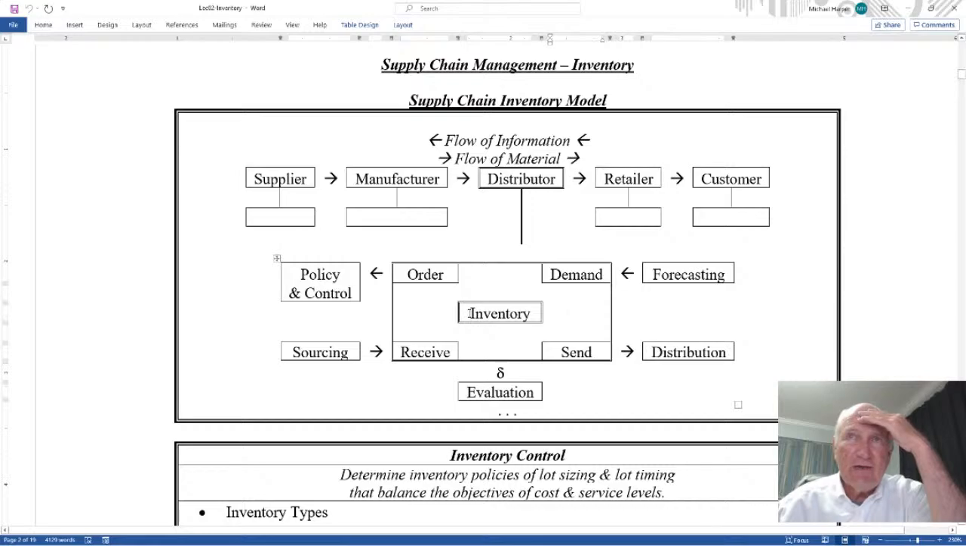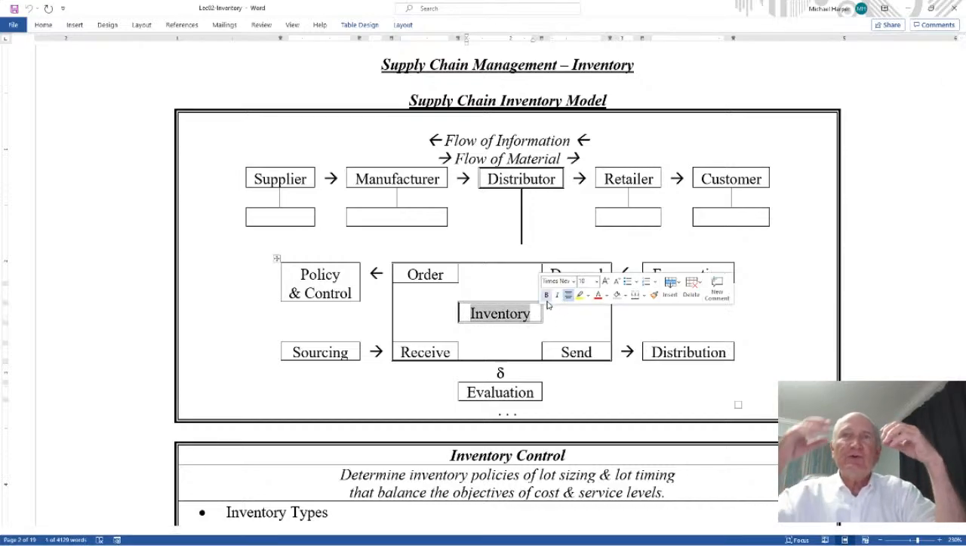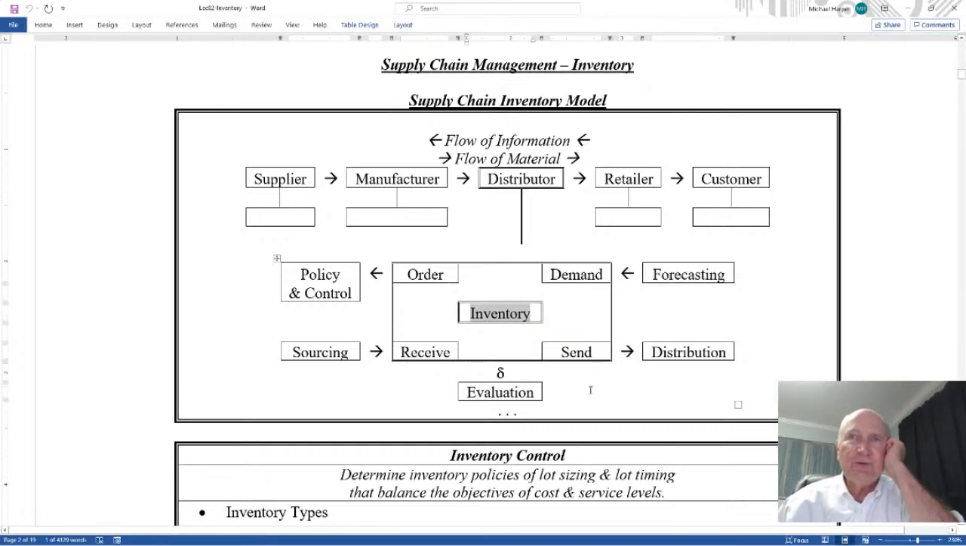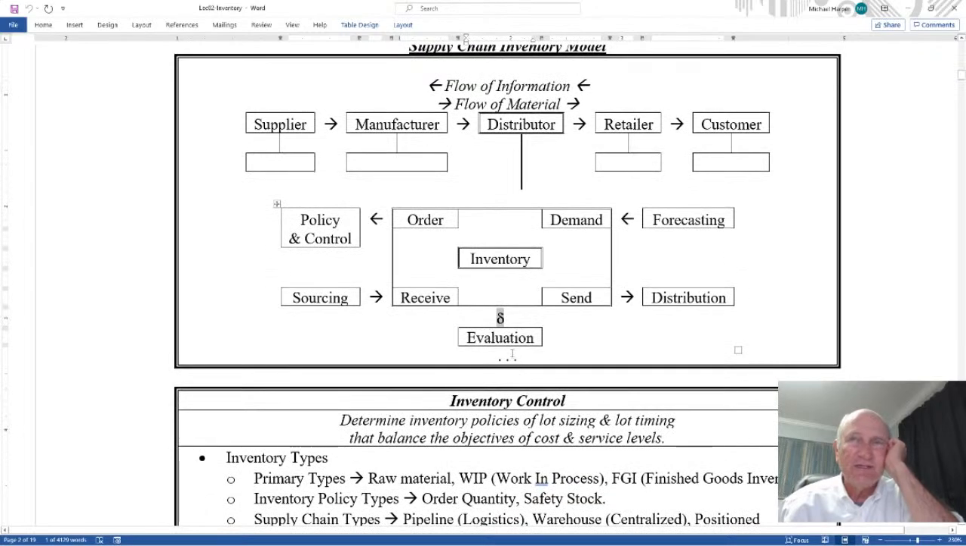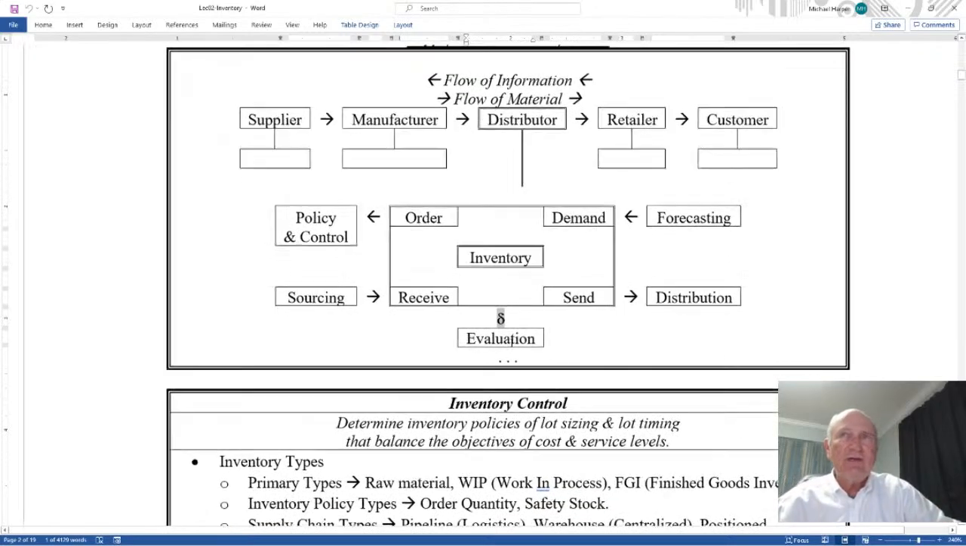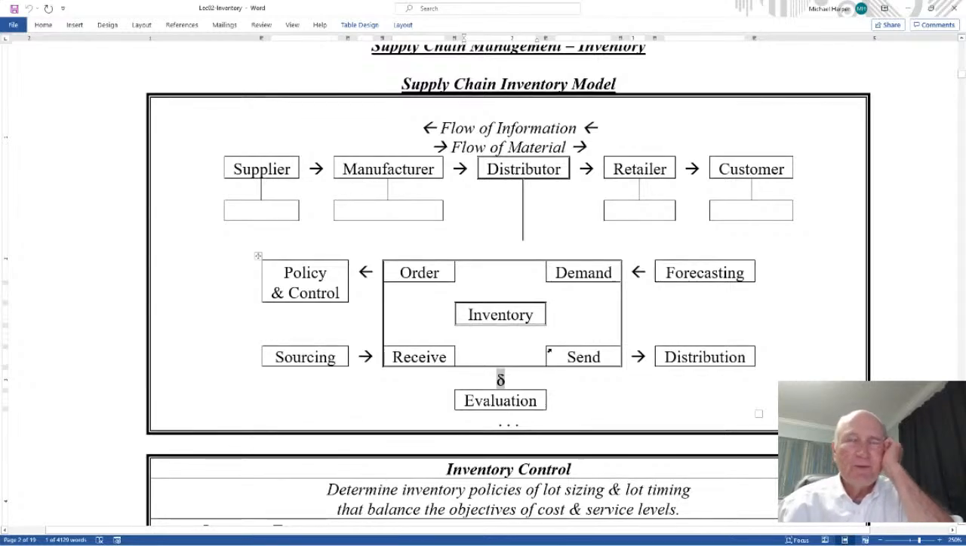Now, the inventory here is managing your inventory. And there's where you measure. There's where you have metrics on your service level and your costs to balance. And so that's where your evaluation is, okay? And I have this delta just to illustrate. There are different types of variables, constants, parameters, models that we will be using to analyze the inventory. And this is going from downstream to upstream.